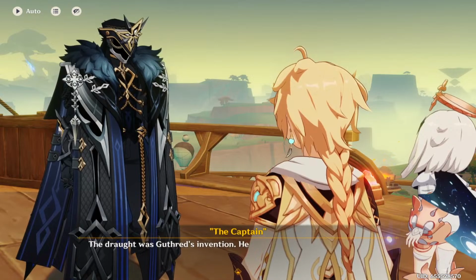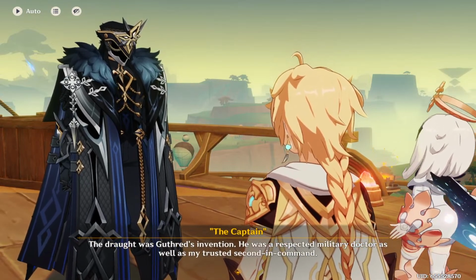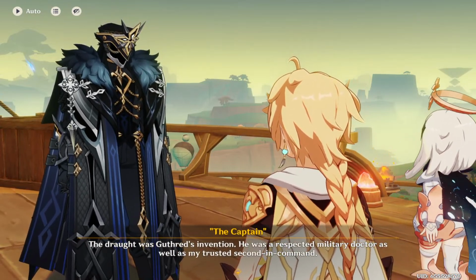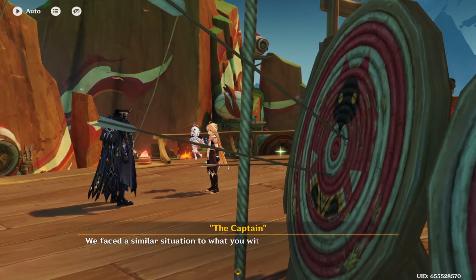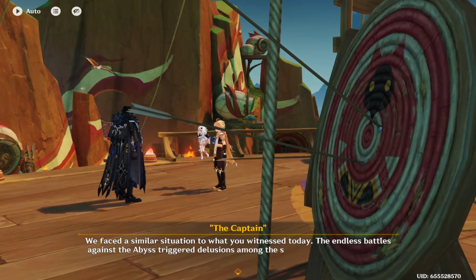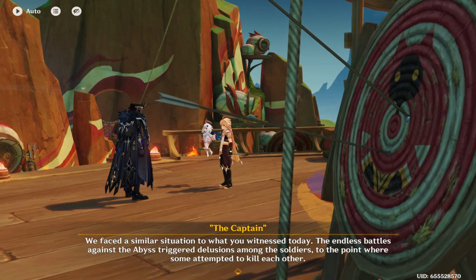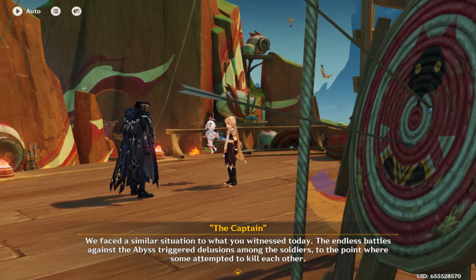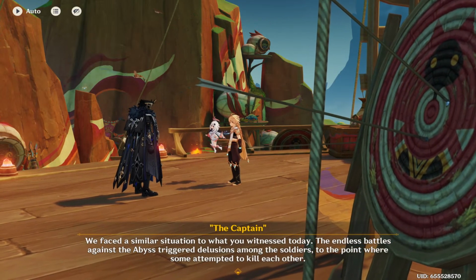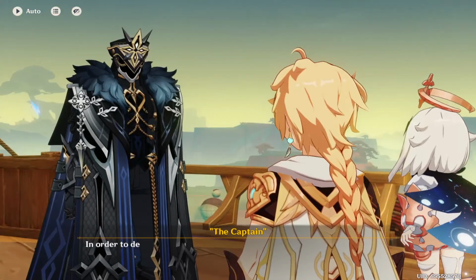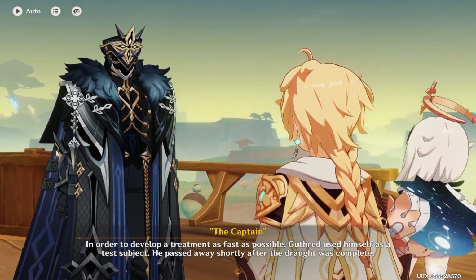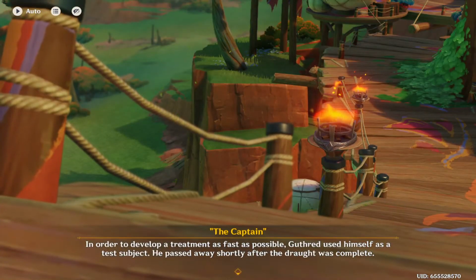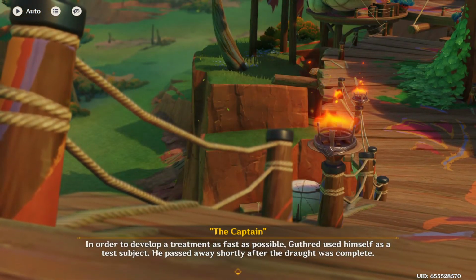The draught was Guthred's invention. He was a respected military doctor, as well as my trusted second-in-command. We faced a similar situation to what you witnessed today. The endless battles against the Abyss triggered delusions among the soldiers, to the point where some attempted to kill each other. In order to develop a treatment as fast as possible, Guthred used himself as a test subject. He passed away shortly after the draught was complete.